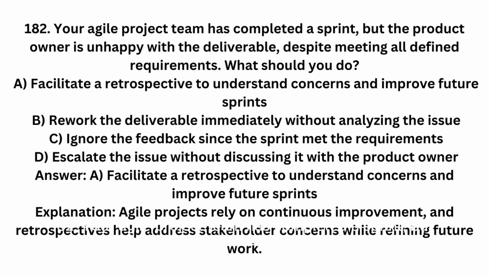182. Your Agile project team has completed a sprint, but the product owner is unhappy with the deliverable despite meeting all defined requirements. What should you do? A. Facilitate a retrospective to understand concerns and improve future sprints. B. Rework the deliverable immediately without analyzing the issue. C. Ignore the feedback since the sprint met the requirements. D. De-escalate the issue without discussing it with the product owner.